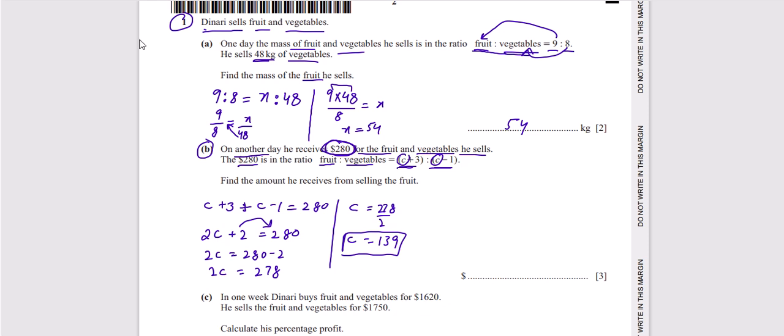Now put this value in this expression, C plus 3. What is the value of C? C is 139. Plus 3 is equal to 142. So for the value of fruit, we have only to find the value of fruit, okay, not vegetable. That's why I have only this value. So the final answer is 142.